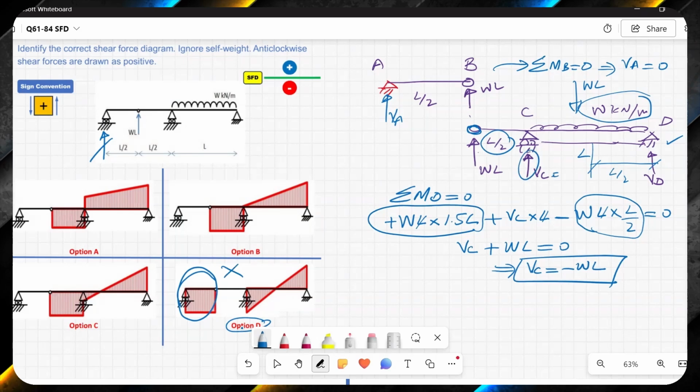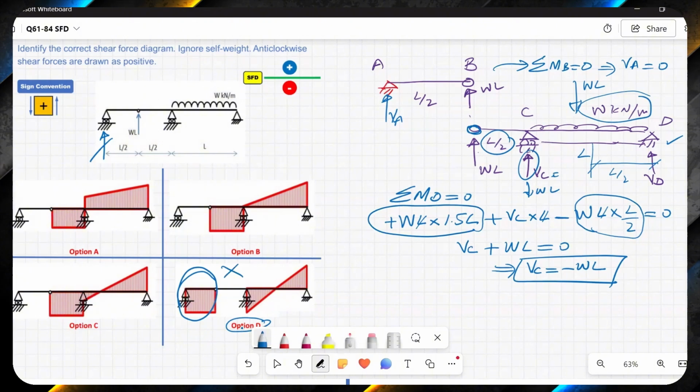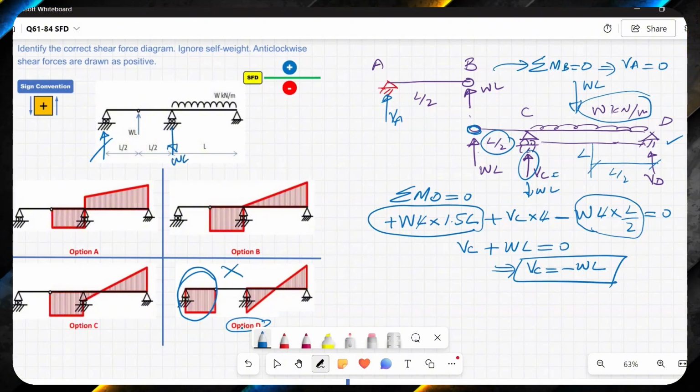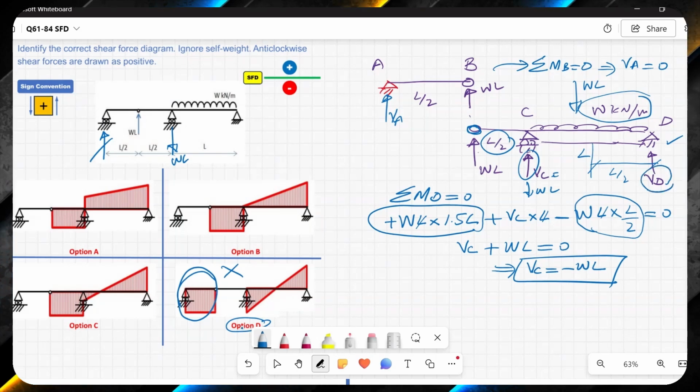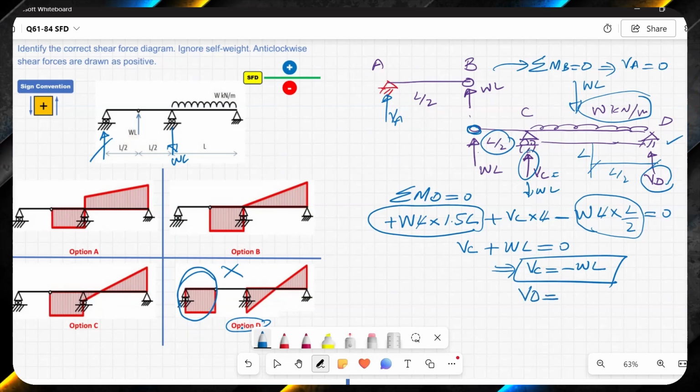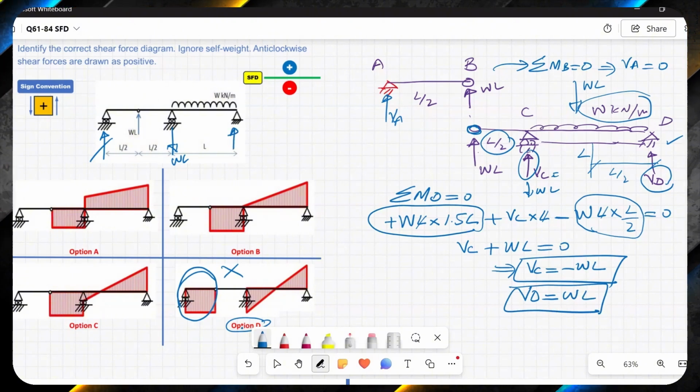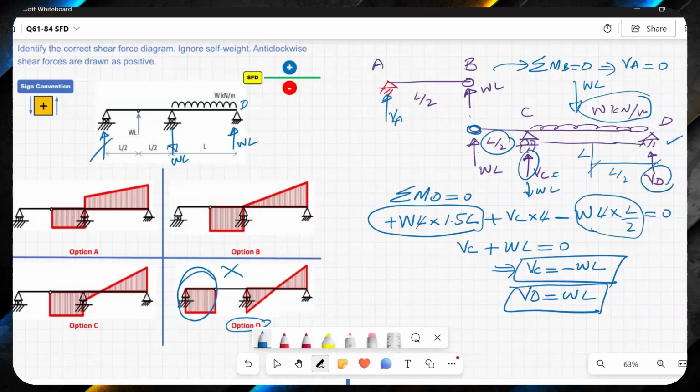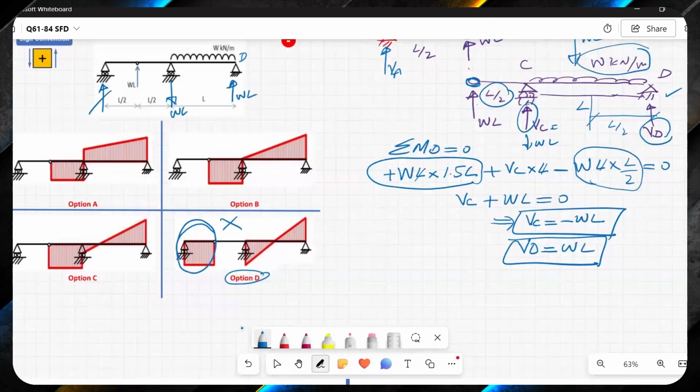which means that the reaction over here is not upwards, it is downwards. So a downward reaction of WL. If this is downwards at point C, then at point D it should be upwards. I can say then that at VD I will have an upward force WL. So here I have an upward force at point D, that is WL. So now I'm in a position to draw the diagram.